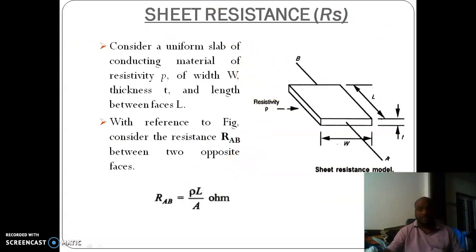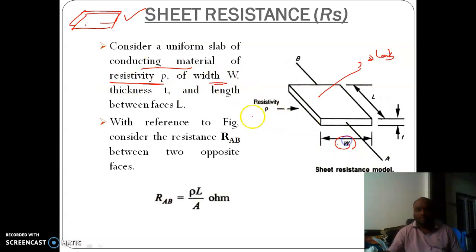So, sheet resistance. We will consider a layer in our MOS fabrication. So we consider a uniform slab like this, of conducting material with a resistivity of rho and width W. So this is the width, and thickness is T, and this is the thickness, and length between the faces is L. So this one from here to here, this is L.